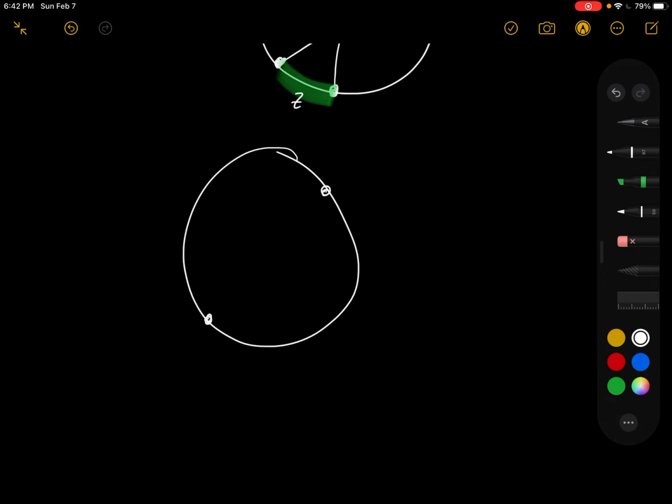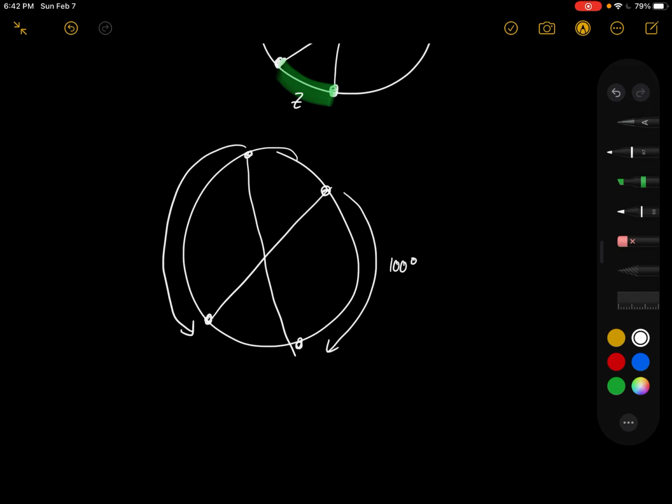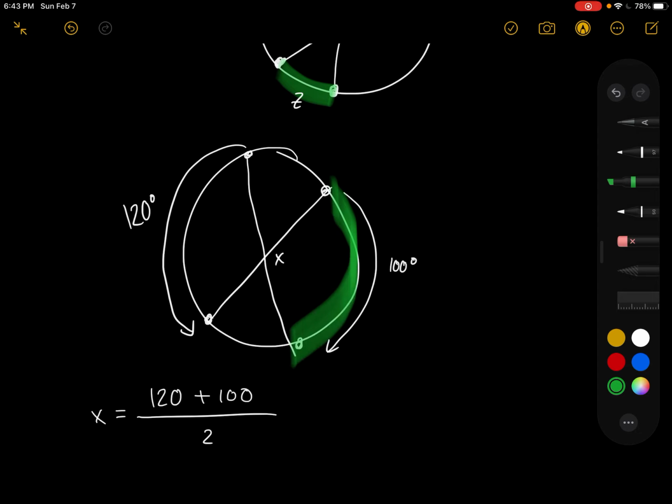So an example of this here, let's say we're given 2 of these, and we're told that from here to here, this arc is 100 degrees, and from here to here, this arc is 120 degrees, and they would like us to solve for x. Well, in this case, we can take both of those arcs, add them together, and then divide them by 2 to get our measure for x.